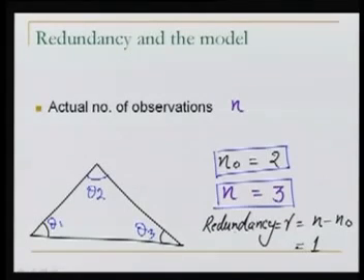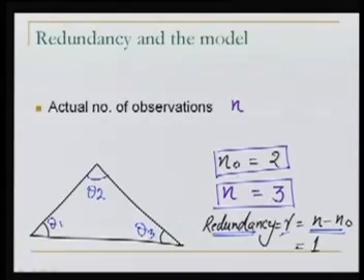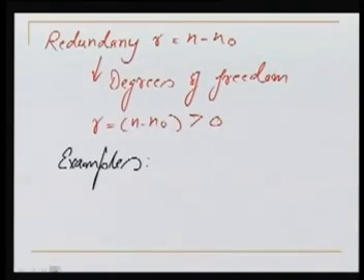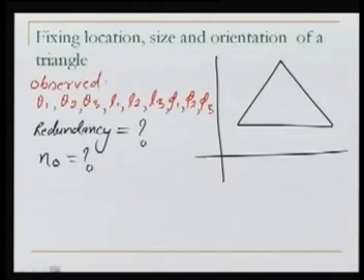We define the term redundancy as R is n minus n naught. That means the extra observations. We need only n naught observations to define our model, but we are taking n number of observations, extra observations. So in this case, R is equal to 1, that's the redundancy in our model. This is also many times called degrees of freedom, and will be more than 0. Now one more example here.